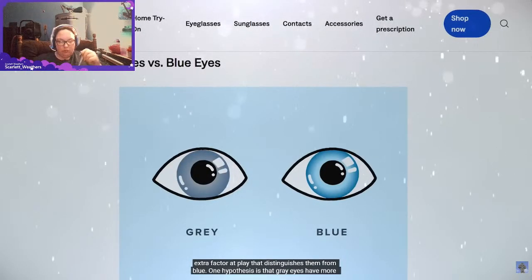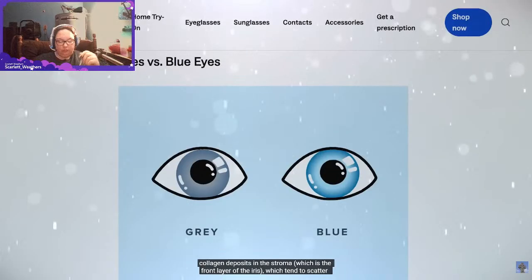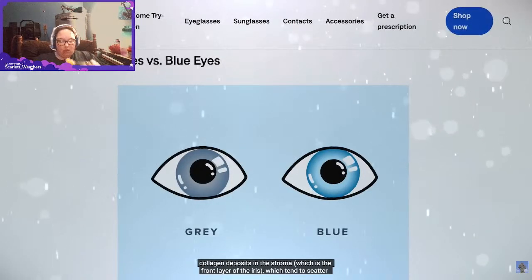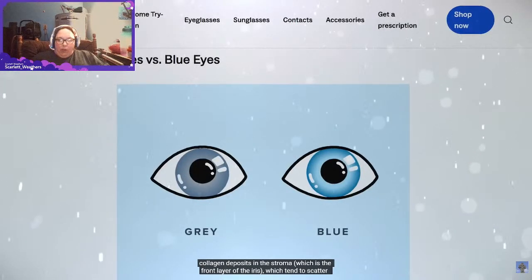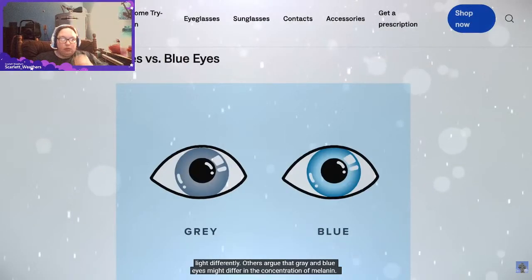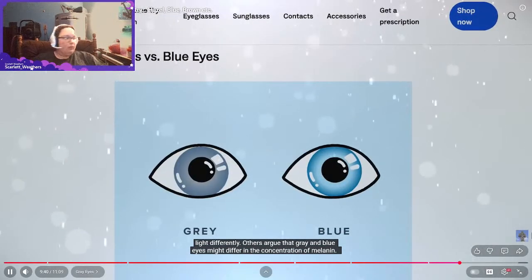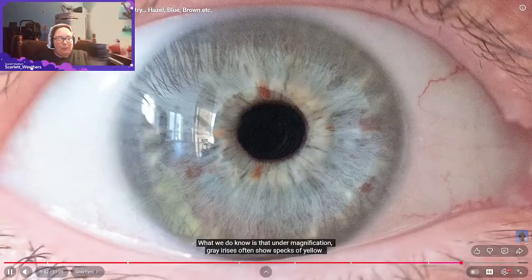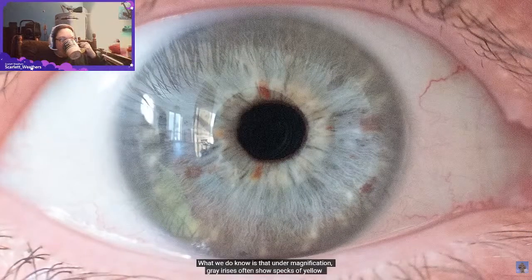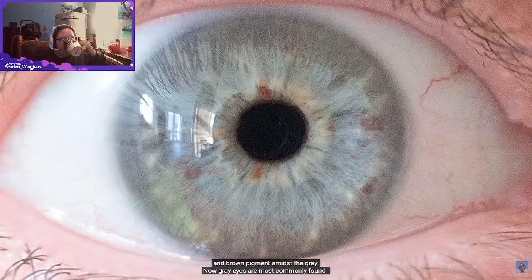One hypothesis is that grey eyes have more collagen deposits in the stroma, which is the front layer of the iris, which tend to scatter light differently. Others argue that grey and blue eyes might have different concentrations of melanin. What we do know is that under magnification, grey irises often show specks of yellow and brown pigment amidst the grey.